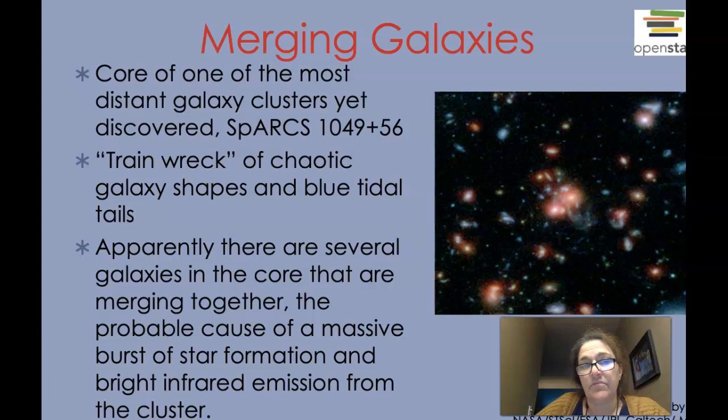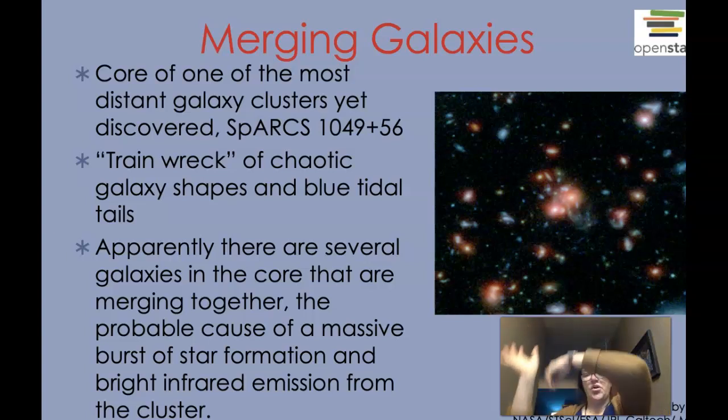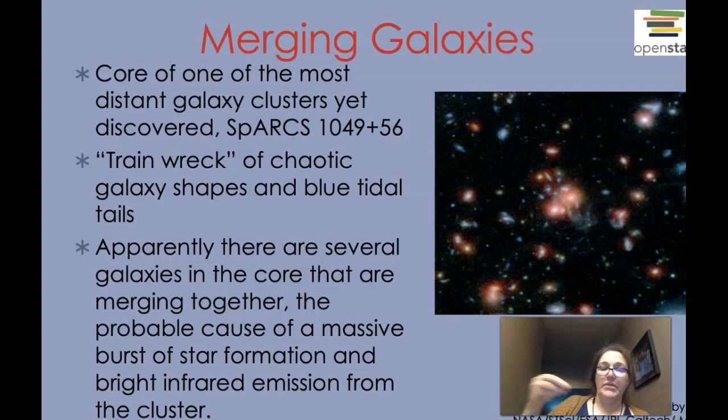This is the core of a galaxy cluster far away. This is Sparks 1048 plus 56, which is just a name. But if we look at this image, this really can very easily be described as a train wreck. Everything is running into each other, and there's these streamers and arms of star formation. So we have several galaxies colliding into each other to form bigger galaxies.